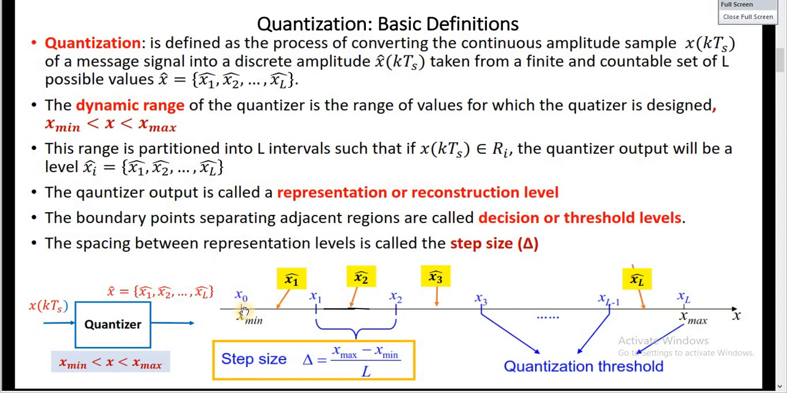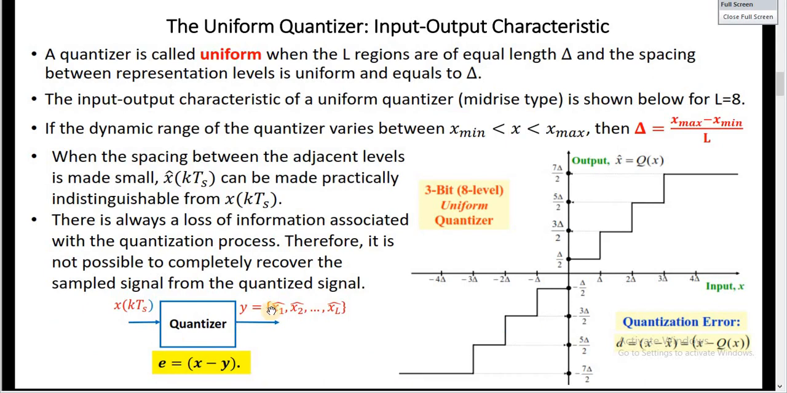We shall see later that as the number of quantization levels increases, the distortion associated with the quantization process decreases, that is, the error associated with the quantization. This error decreases as the number of quantization levels increases. The error per sample for the quantizer is defined as the input sample minus the output of the quantizer. That is the difference between x and x cap. As the number of quantization levels increases, the difference between the input and output of the quantizer decreases, and therefore the average quantization noise will also become smaller.